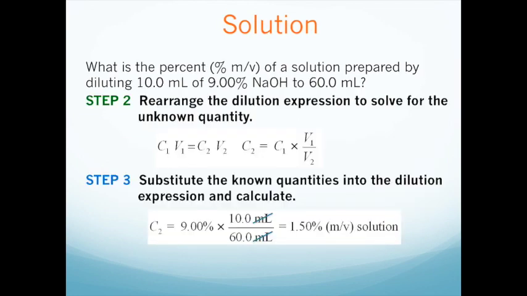And then we rearrange our equation so that we solve for the proper quantity, in this case C2. So C2 equals C1 times V1 over V2. And then we substitute our known quantities into the dilution expression and calculate. So in this case, C2 is equal to 9% times 10 milliliters divided by 60 milliliters, which equals 1.5% final concentration.